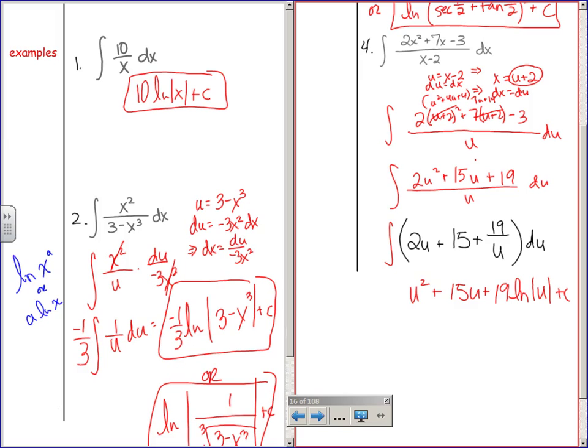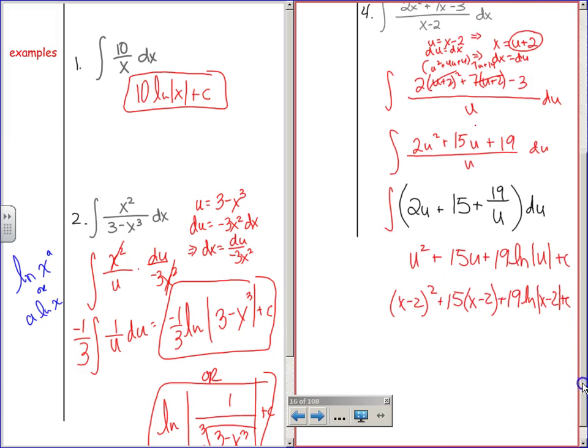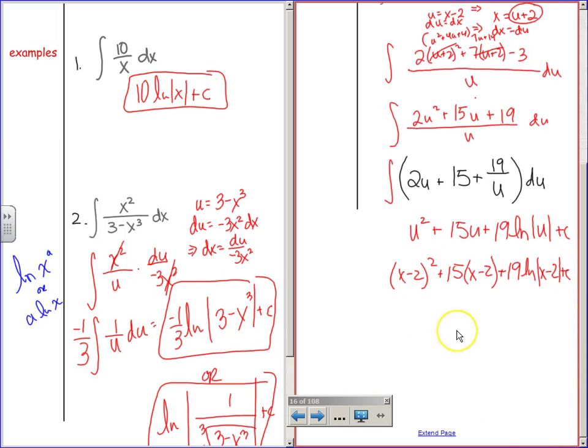Who is u? x minus 2. Do you guys want to see what they probably would have answered, which is not that answer? They probably would have multiplied it all out, and all the constants would have gotten absorbed into the plus c. Do you want to see another way of answering it?